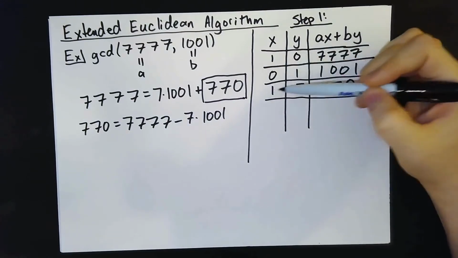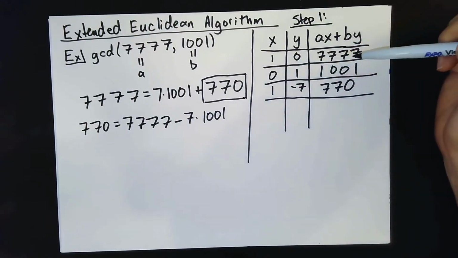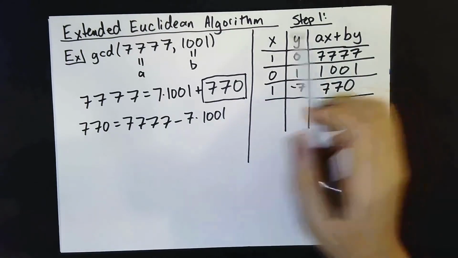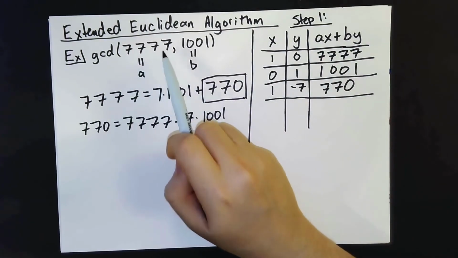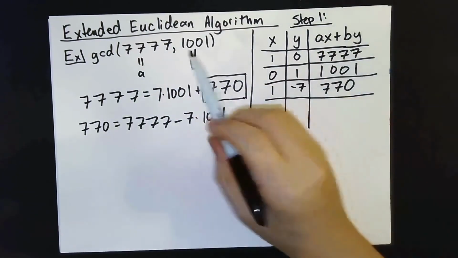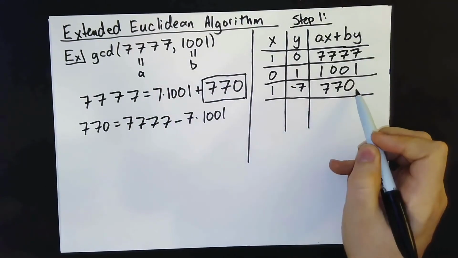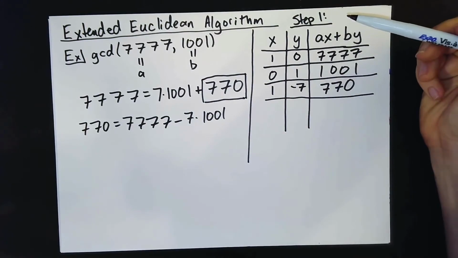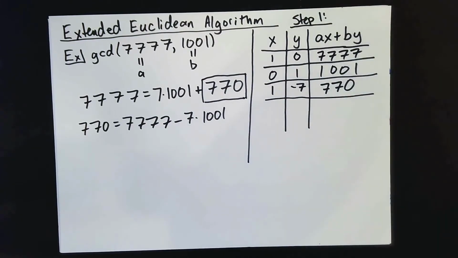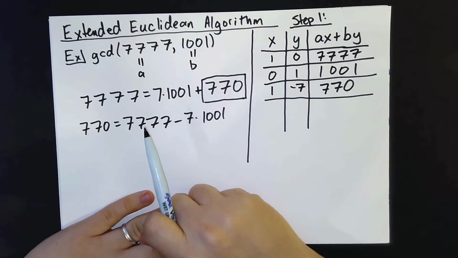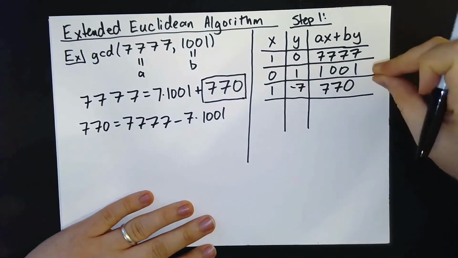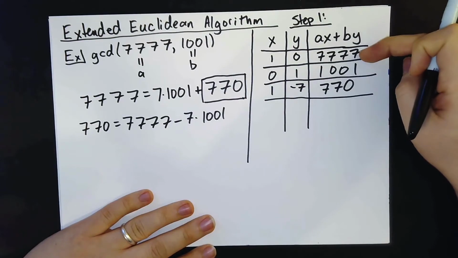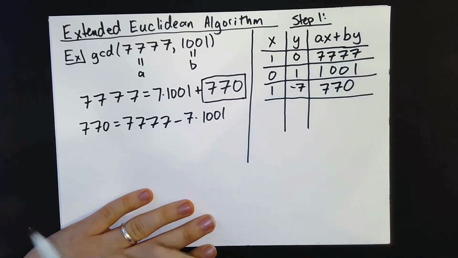Again, each line of this table is just giving me an equation. In this case, the equation is 1 times 7,777 minus 7 times 1,001 is 770. The table is really just shorthand for this string of equations. So, what's our next step in the Euclidean algorithm? Well, now we're only looking at these two numbers, because we've thrown away the 7,777, or if you prefer, we've replaced it with the 770.